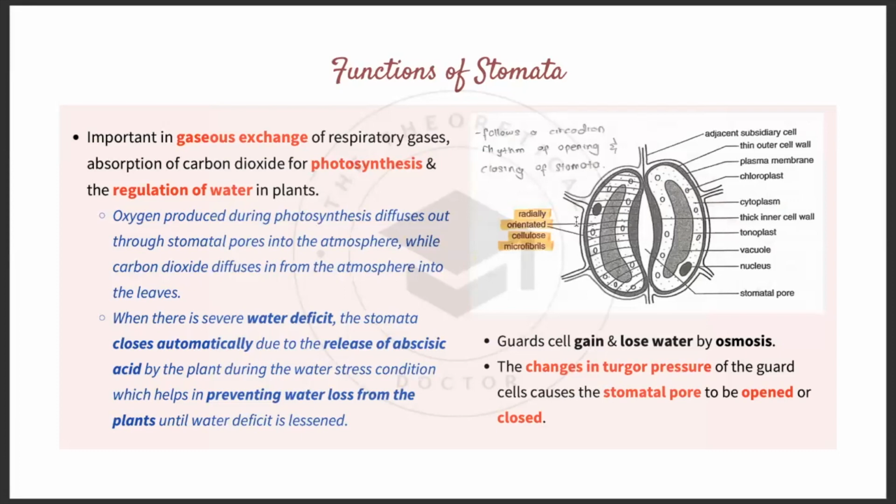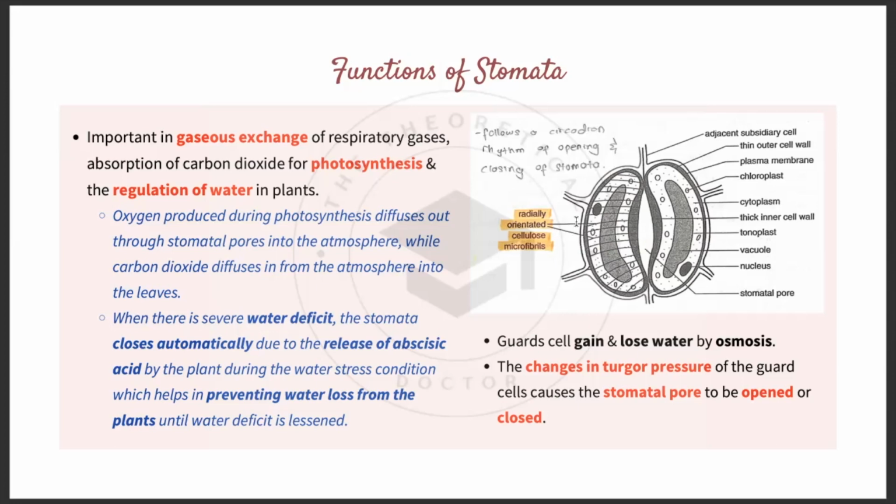Functions of stomata. Stomata are important in gaseous exchange of respiratory gases, whereby carbon dioxide is absorbed for photosynthesis, and in the regulation of water in plants. I'll explain more about that in the following parts of this video. Oxygen produced during photosynthesis diffuses out through the stomatal pores into the atmosphere, while the carbon dioxide diffuses in from the atmosphere into the leaves.